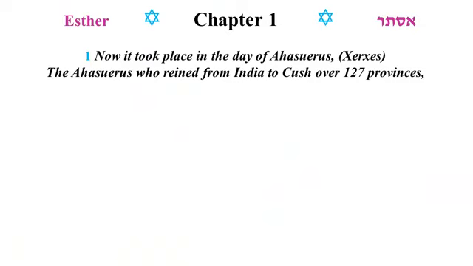Okay, so now it took place in the day of Ahasuerus, who, by the way, is also known as Xerxes. Okay, so sometimes if I say Ahasuerus, which is difficult to say, I might just say Xerxes, same guy, he's the king of Persia at the time. Now it took place in the day of Ahasuerus, the Ahasuerus who reigned from India to Cush over 127 provinces.